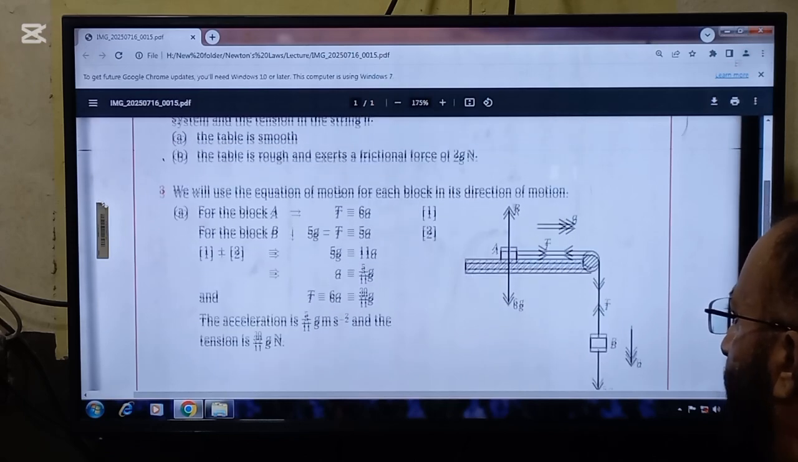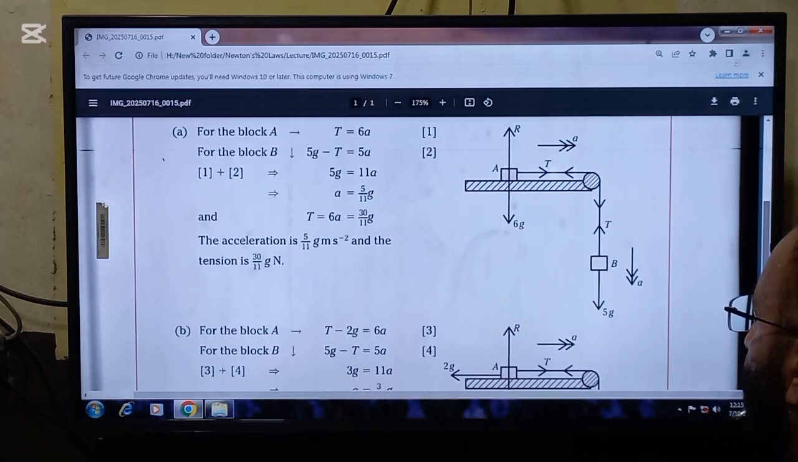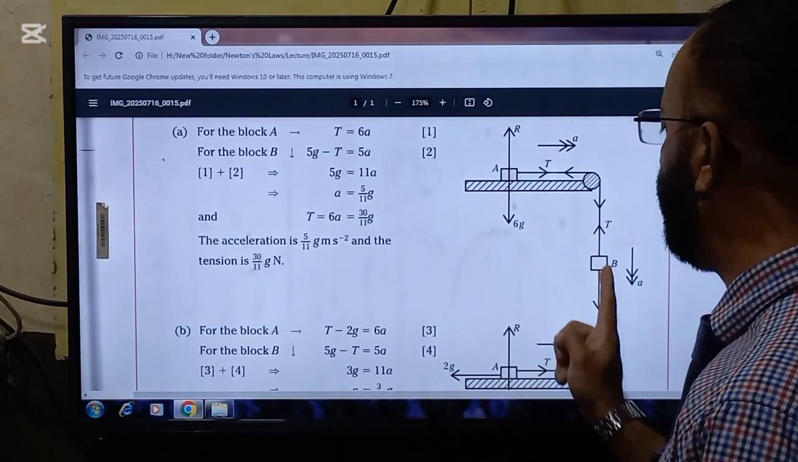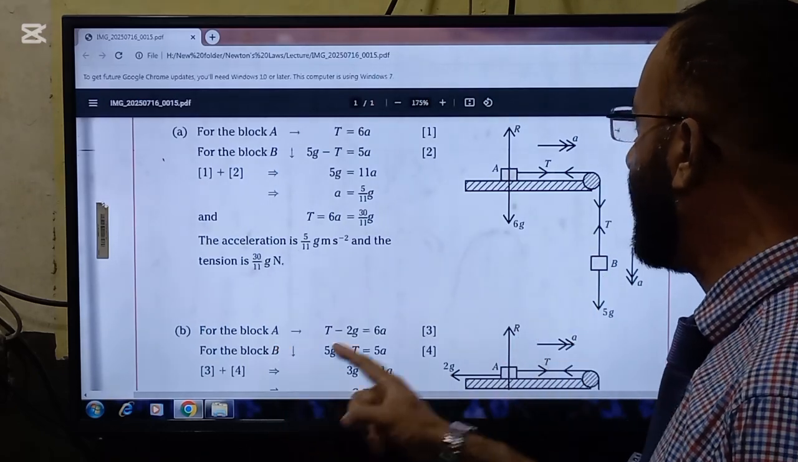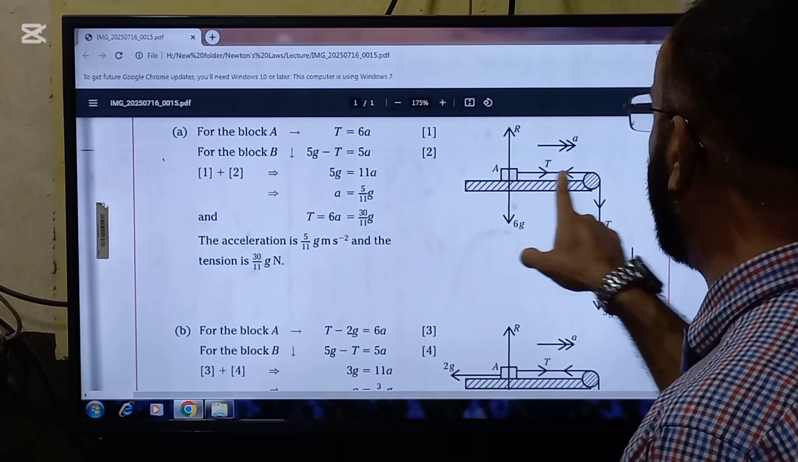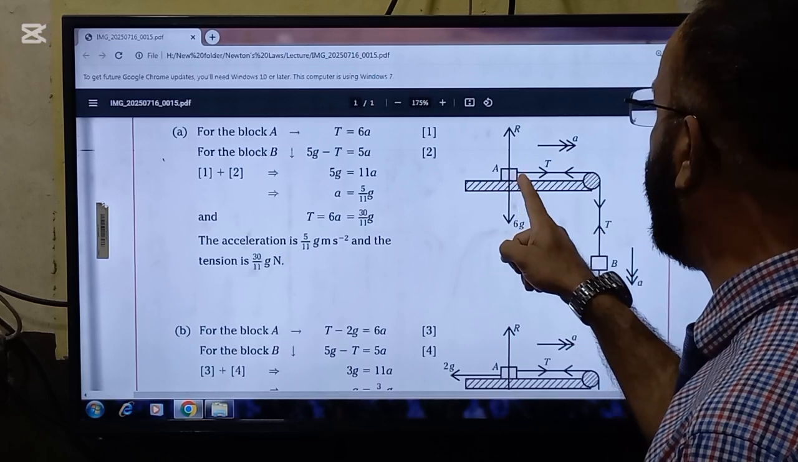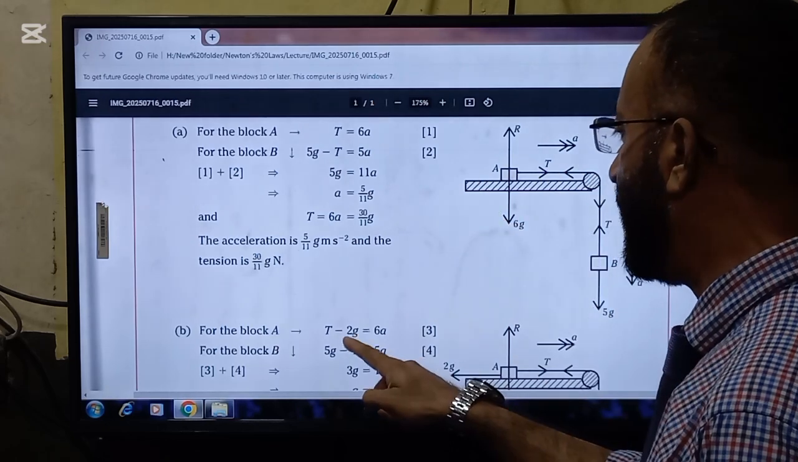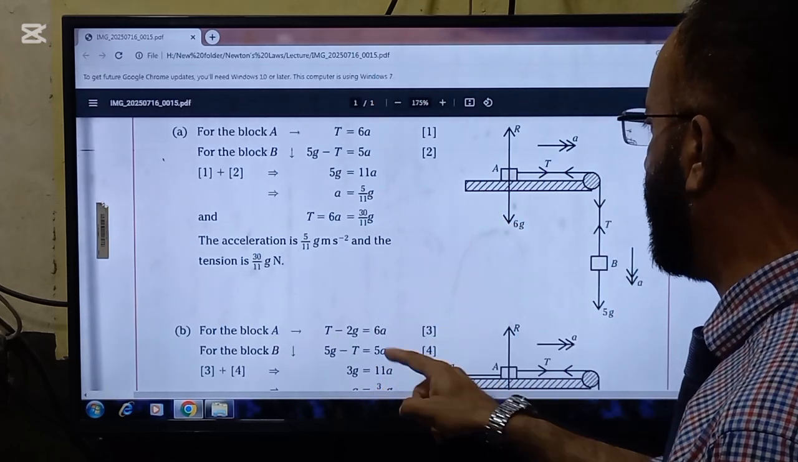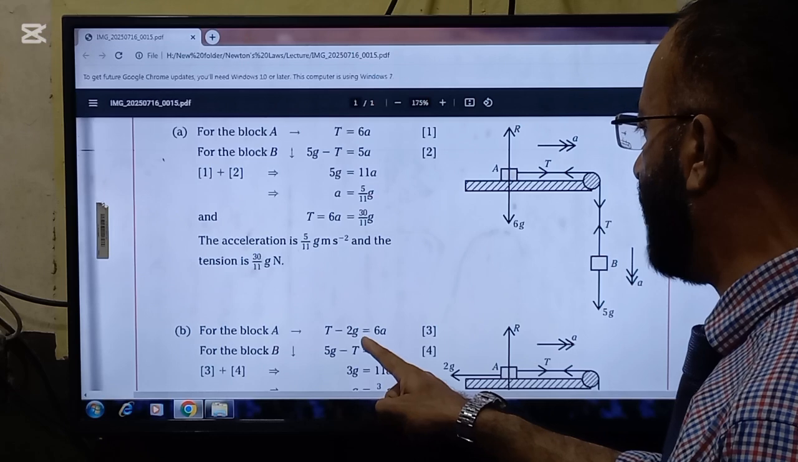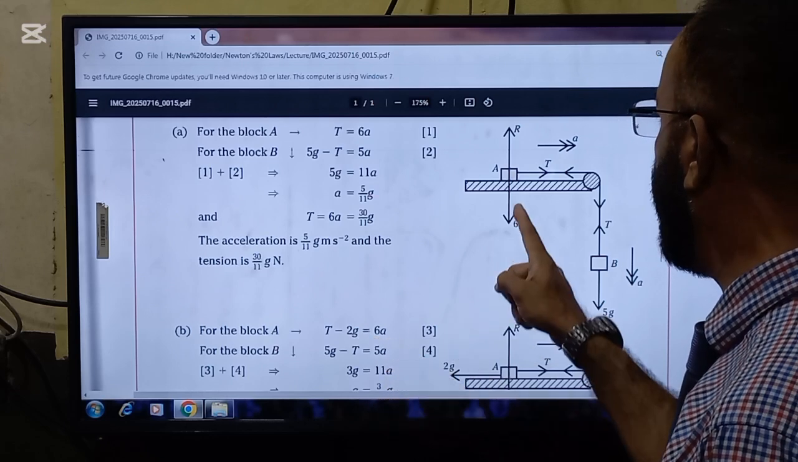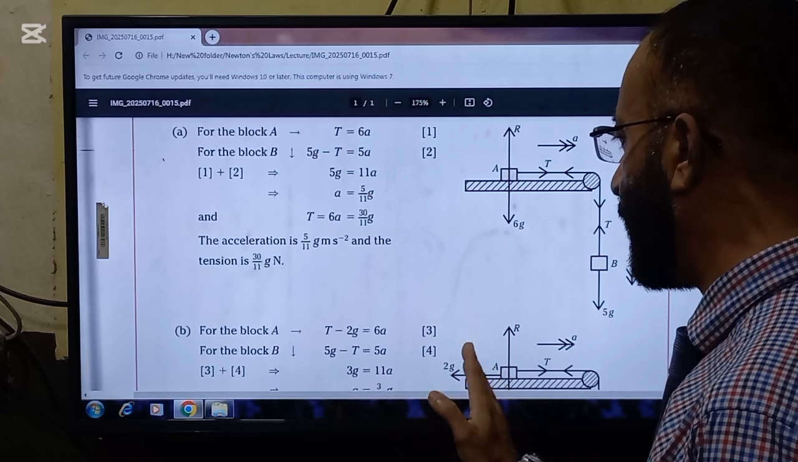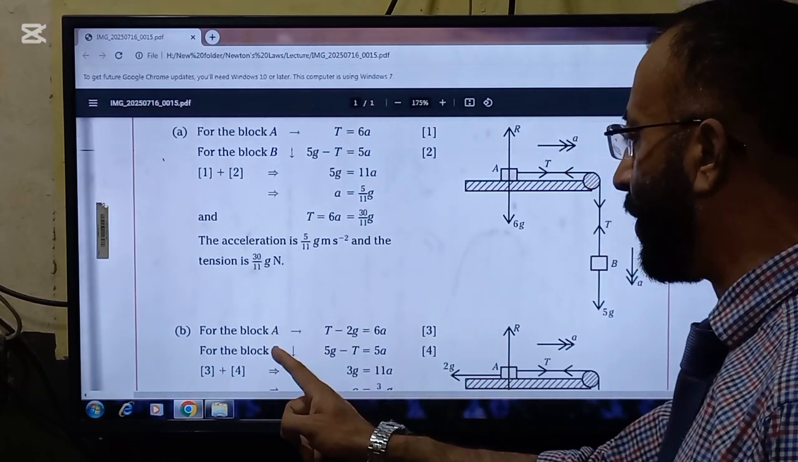Okay, the second part is when the table is rough and exerts a frictional force of 2g Newton. So concentrate yourself. Now another force will be applied. Again, we will solve separately particle A and particle B. So for block A, because the body is moving towards the right, it means the tension will be more than the frictional force. So T minus 2g, that is the frictional force. So T minus 2g will be the resultant force, equal to MA. M is 6 and a is still there. So this is equation 3 that is obtained for block A.